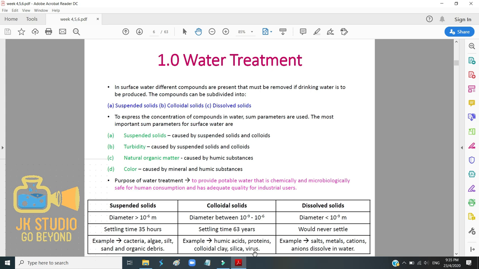And then dissolved solids are smaller than 10 to the power negative 9 meter. They would never settle. That means we cannot settle them. How long? Because they are dissolved in the water, such as salts, metals, cations, and anions.